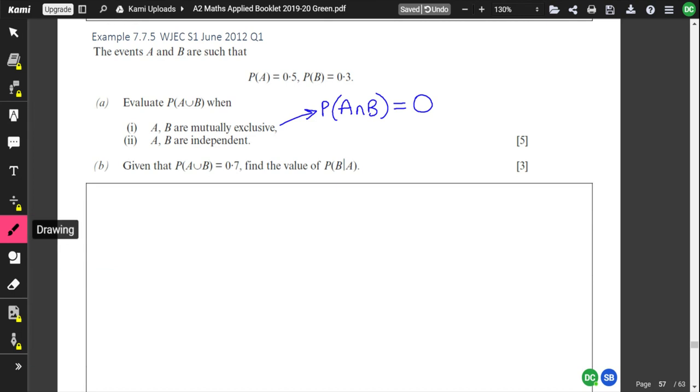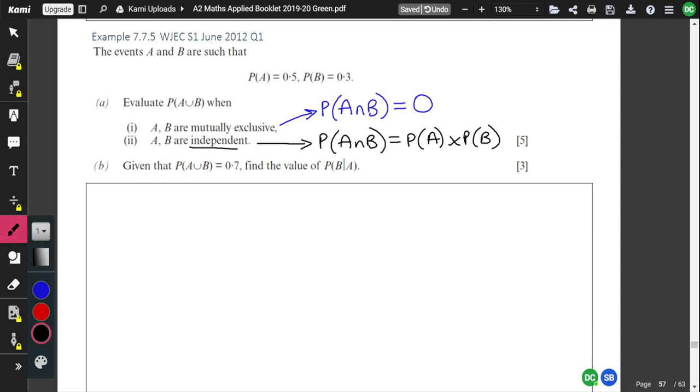In part 2, A and B are independent. If we know they are independent, then we know the probability of both happening is just the probability of A times the probability of B. That simple formula is only true if they're independent.